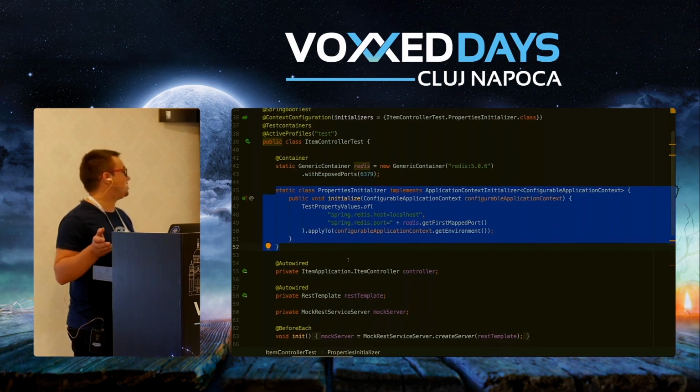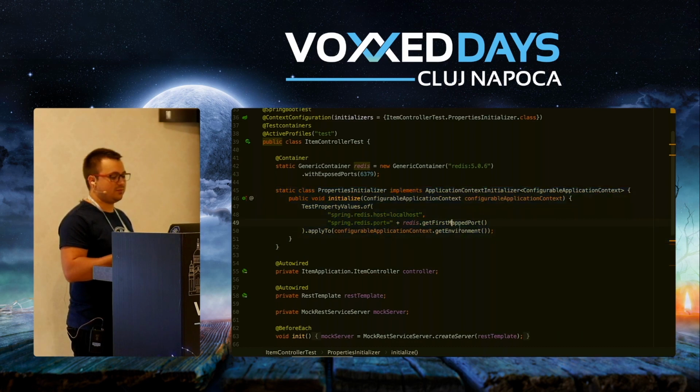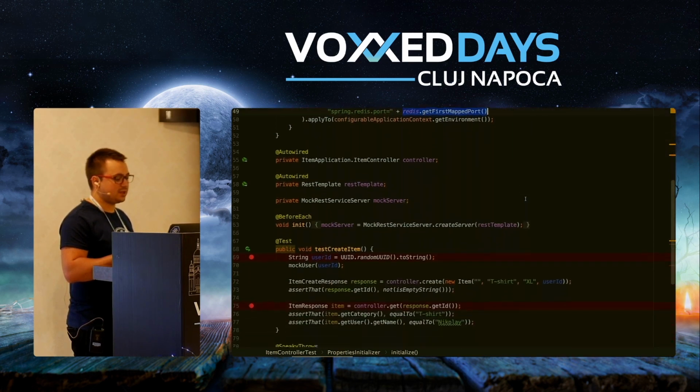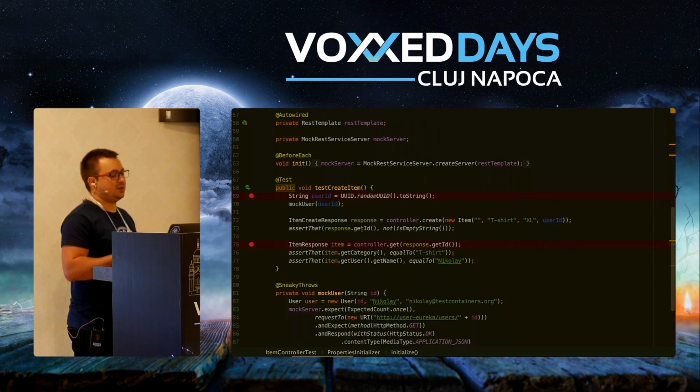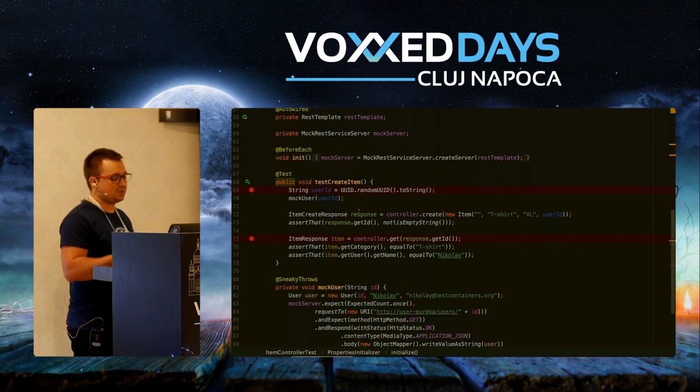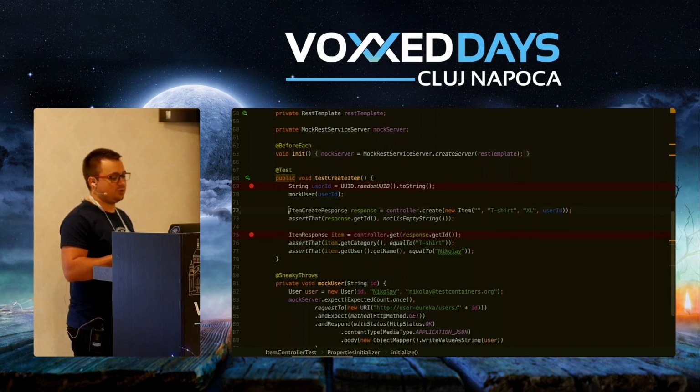thing by injecting those kinds of properties we get from Redis. So here we need to know what's going to be the host port, so we use that from the API. We provide it inside the test. So then we do some mocking for user service, and then it's quite simple. The test itself, we create the item, and then we basically get the item.